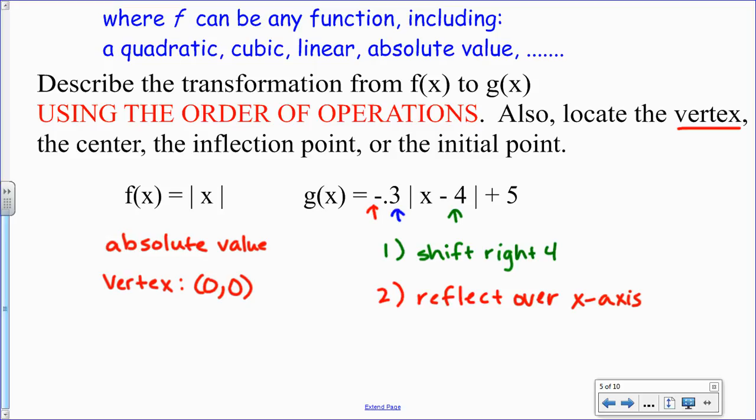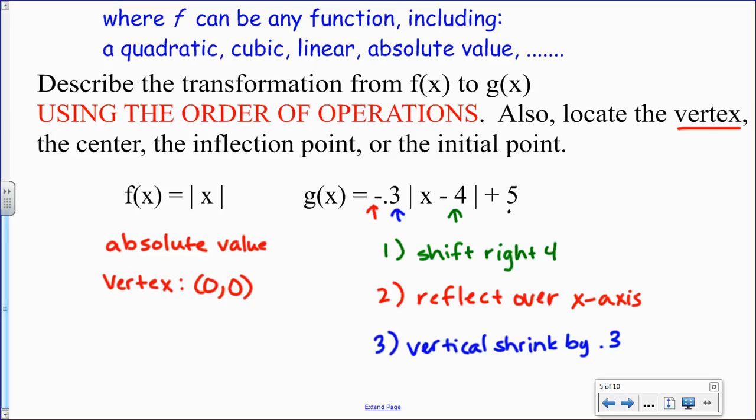Then there is this 0.3. So a number out front means I have a stretch or a shrink. Is 0.3 bigger or smaller than 1? Smaller. So is it a stretch or a shrink? Shrink. So we have a vertical shrink by 0.3. That means I'd be multiplying my y coordinates by 0.3.